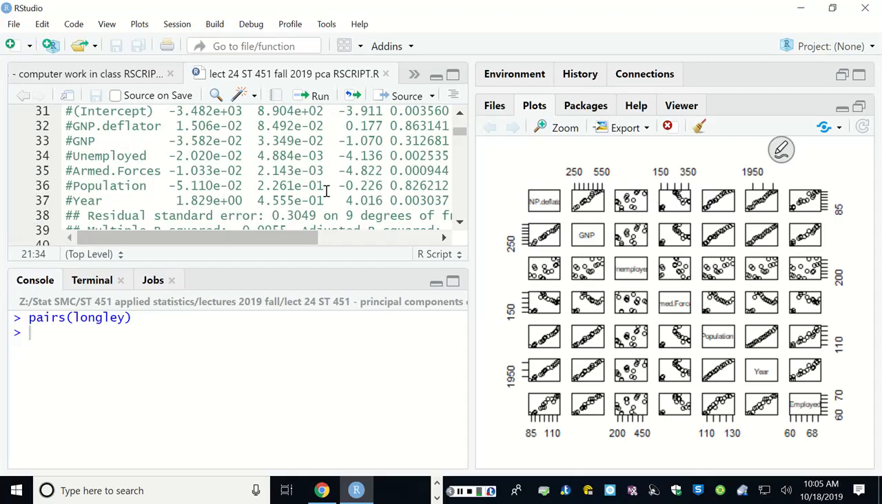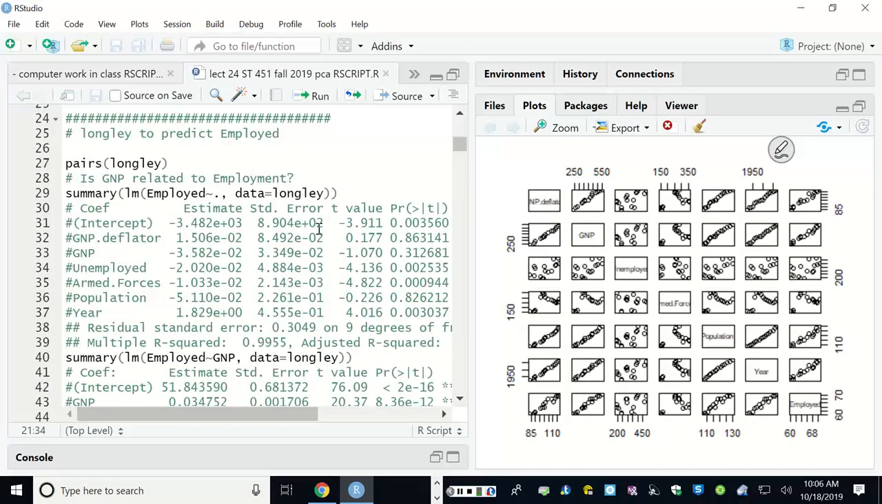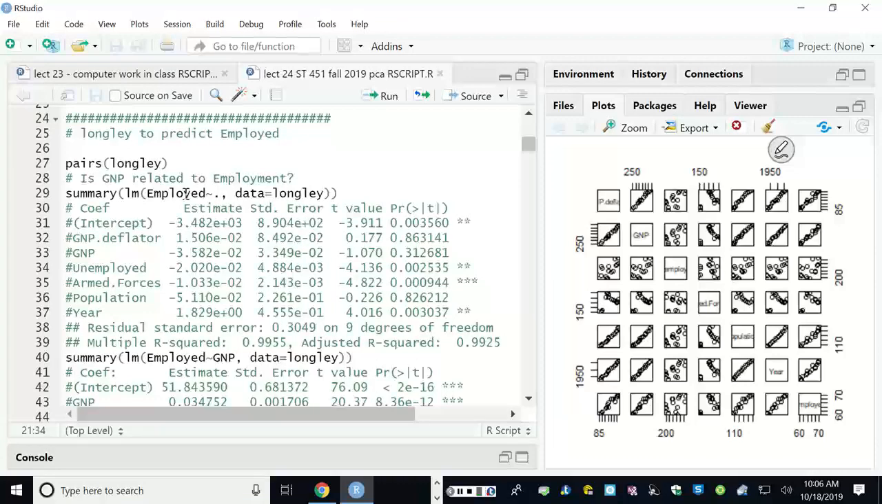If you run the regression of employment on these other variables, look what you get here. You do get a high R squared, almost perfect prediction. But the coefficient for GNP is not significant. The coefficient for GNP deflator is not significant. Population-related unemployment is not significant. Now, this is multiple regression, so it's not significant given the other things that are in there. But it just seems to not make much sense because we see these super strong relationships. So we know that it's related, but why does this happen?